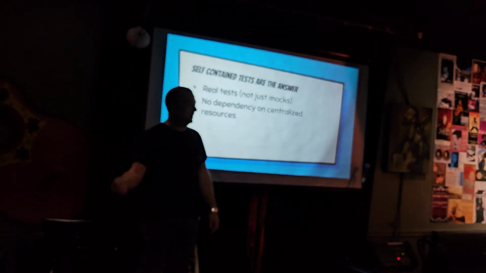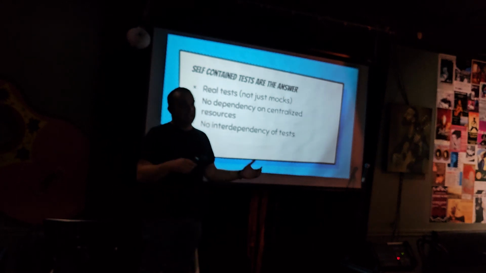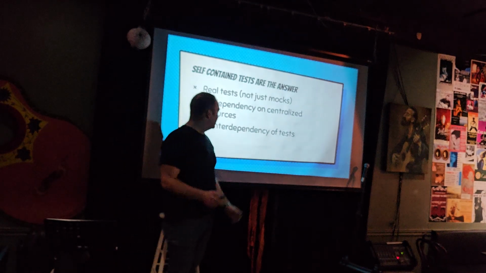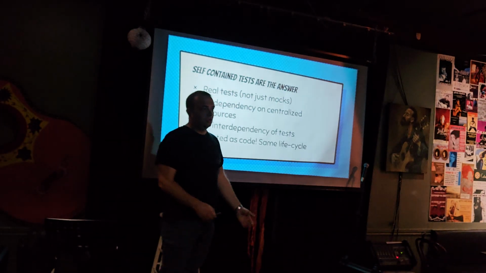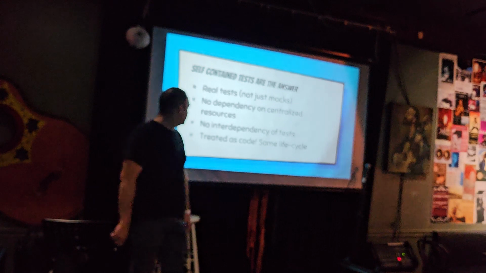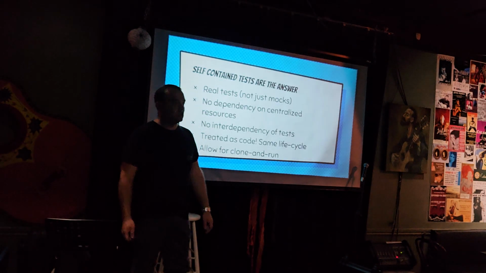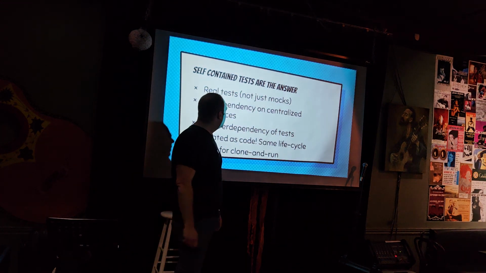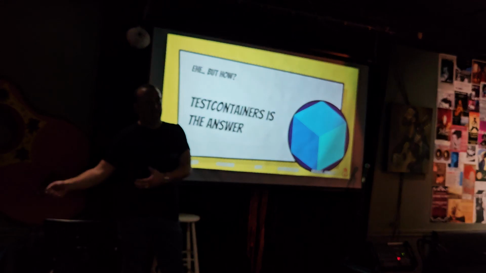They have everything they need in order to get running. There is no dependency between tests, that way you can run multiple of them at the same time. They're treated as code, same life cycle, right? So you don't have to spin anything else up, and it allows you to clone and run. You can just clone a repo, have the test, get it running, off you go. Right? But how? I'm going to argue Testcontainers is the answer.